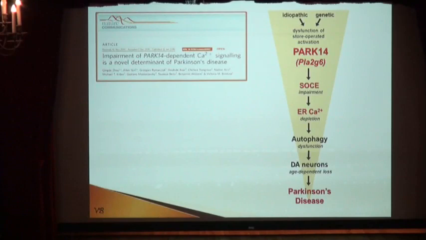So we proposed this pathway: that impairment of this PARK14, PLA2 group 6 dependent calcium signaling may be a novel, previously unknown, and unaccounted for determinant of Parkinson's disease. And we believe that we showed in this paper that idiopathic and genetic dysfunction of store-operated activation of this PLA2 group 6 protein, plasma membrane associated one, leads to impairment of store-operated calcium entry, depletion of calcium stores, autophagic dysfunction, dopaminergic neuronal death, and motor dysfunction typical for Parkinson's idiopathic PD patients. And the major advantage of this model was that it was progressive, it was age dependent, and all the changes related to Parkinson's disease were there, related to motor function.